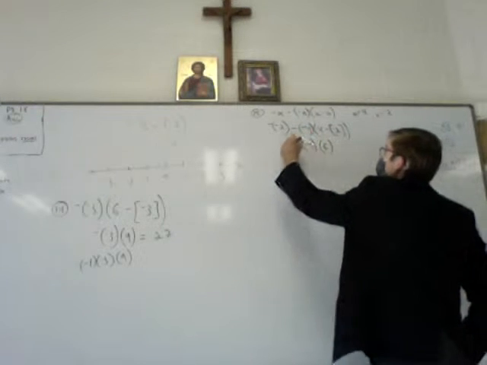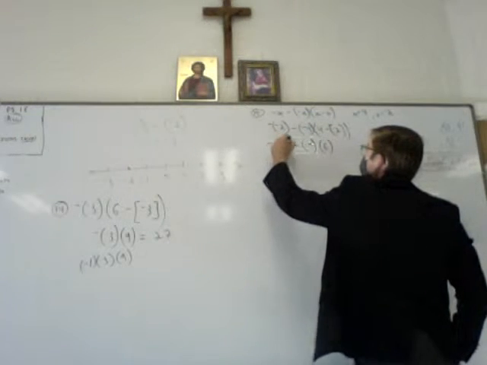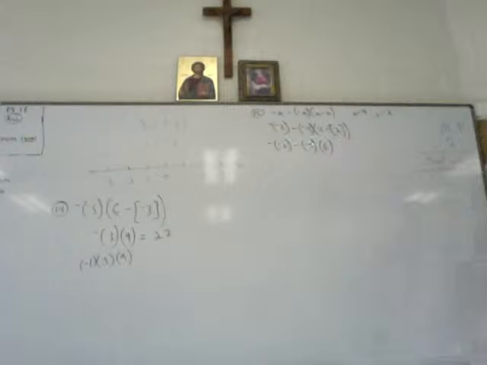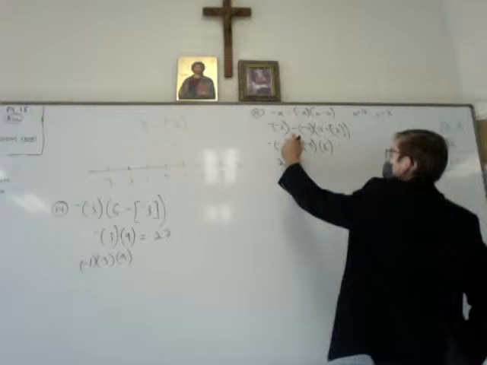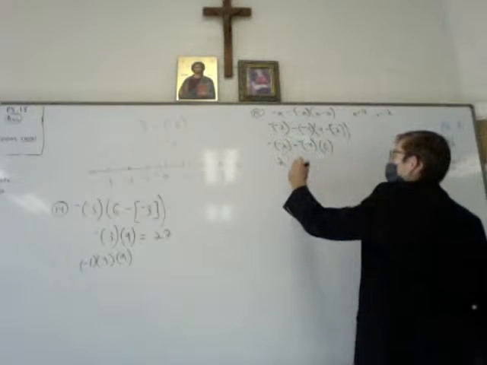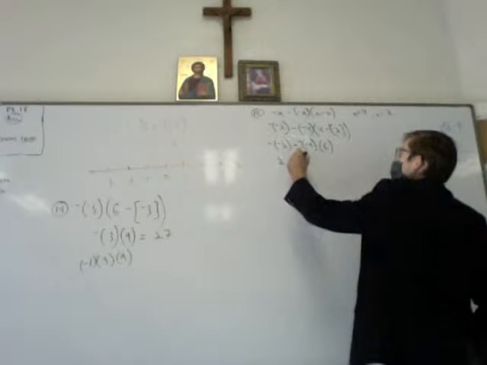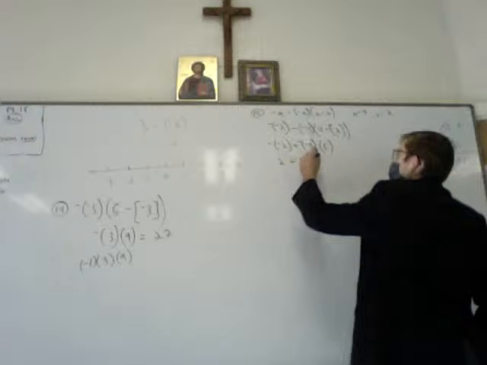So now I did parentheses. Notice I didn't change anything else. Now what am I going to do? Not multiplication yet. Negative 2 is going to be positive 2. Negative 4 is going to be positive 4. But what else can I do? 4 times 6.